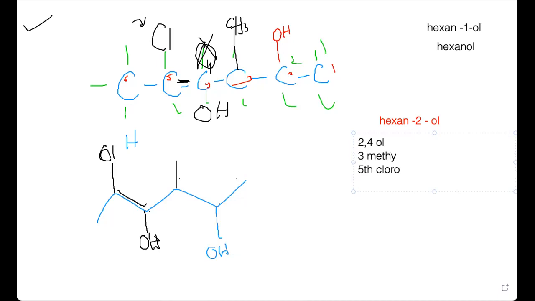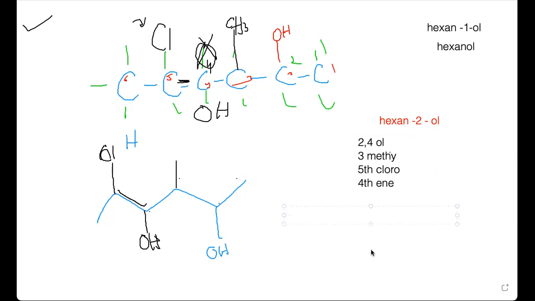Then 1, 2, 3, 4. At the fourth carbon, we have the ene. And what is the chain? Hexane. Now it is going to be hexane 4-ene 2,4-ol. It could be like this. You can see these things in your syllabus also, but wait.